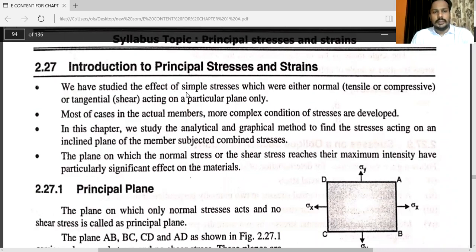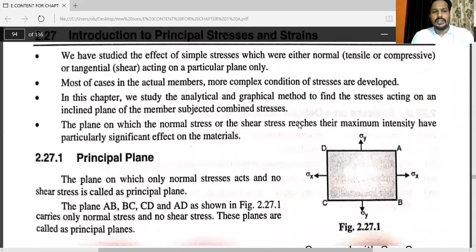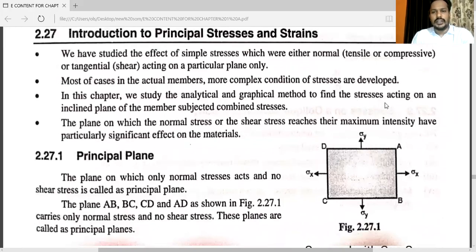We have studied the effect of simple stresses which were either normal or tangential, acting on a particular plane only. In most cases in the actual members, more complex conditions of stresses are developed. In this topic, we study the analytical and graphical method to find the stresses acting on an inclined plane of the member subjected to combined stresses.